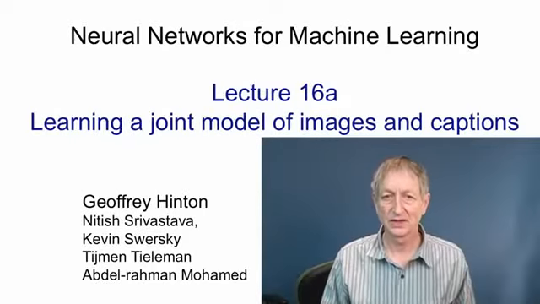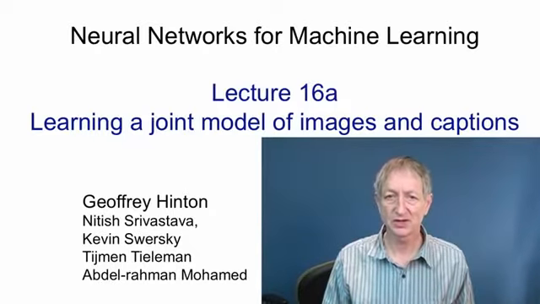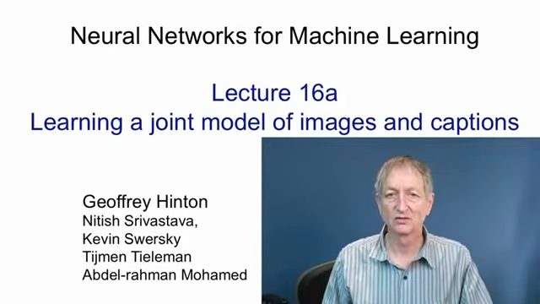In this video, I'm going to talk about some recent work on learning a joint model of captions and feature vectors that describe images. In the previous lecture, I talked about how we might extract semantically meaningful features from images, but we were doing that with no help from the captions. Obviously, the words in a caption ought to be helpful in extracting appropriate semantic categories from images. And similarly, the images ought to be helpful in disambiguating what the words in the caption mean.